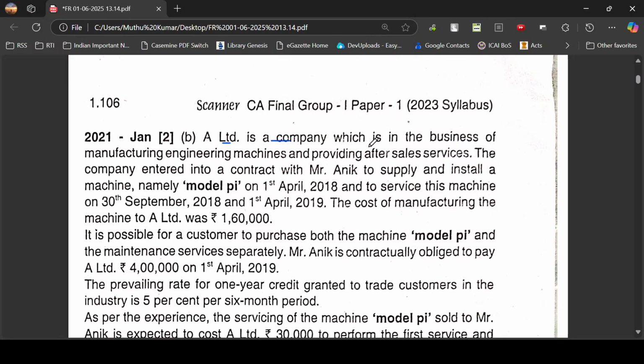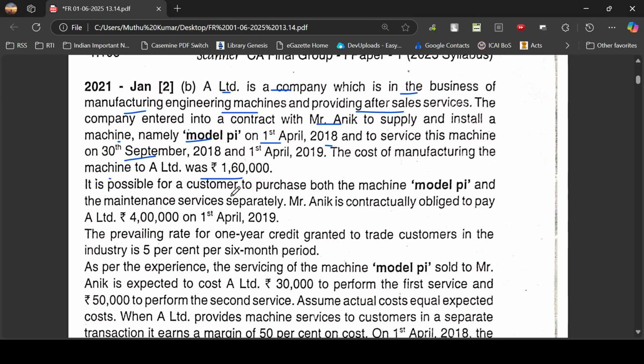A Limited is a company in the business of manufacturing engineering machines and providing after-sales service. The company entered into a contract with Mr. Sankey to supply and install a machine, namely Model Pi. On 18th April 2018, the service of this machine is due on 30th September 2018, and on 1st April 2019, the cost of machinery was 1,60,000.